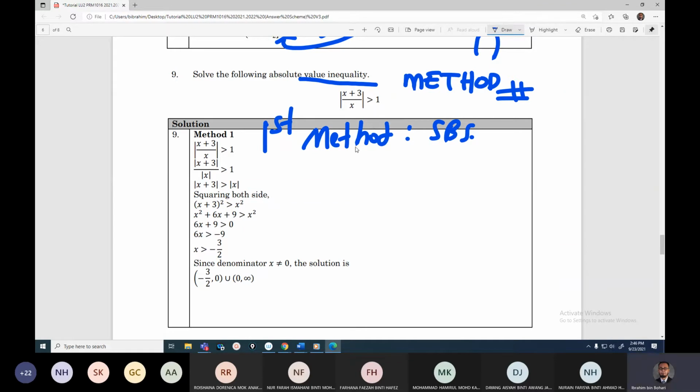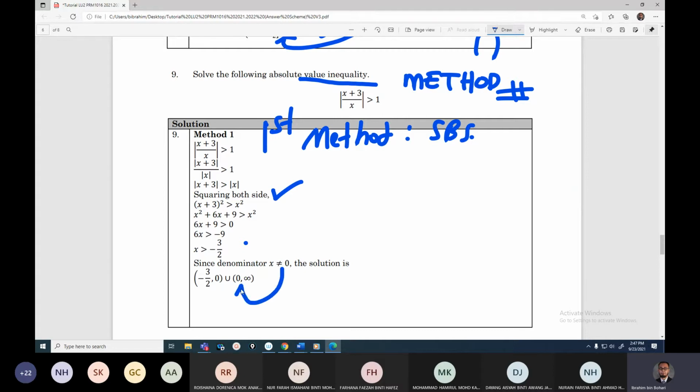Okay, so first method here, squaring both sides. Modulus of x plus 3 over x greater than 1. And then this is equal to modulus x plus 3 greater than modulus x. So squaring both sides: x plus 3 squared greater than x squared. And this equals 6x plus 9 greater than 0. So the value of x here is greater than negative 3/2, and the denominator here is not equal to 0.